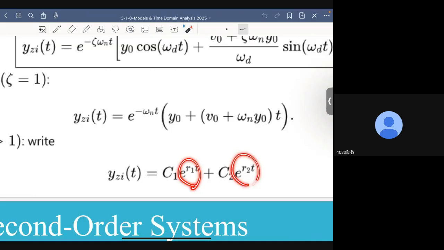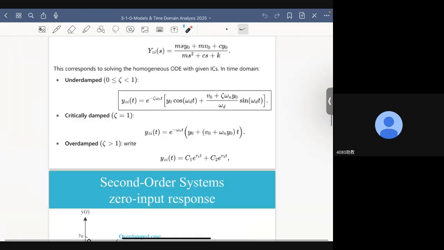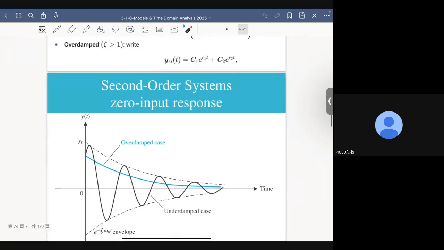Now, because spring mass damper systems are always asymptotically stable, R1 and R2 are both negative. As a result, for the overdamped case, the zero input response of the spring mass damper system will have a shape similar to this blue curve. It will decrease monotonically with time, and the decreasing rate, we call it exponential. We say it decreases exponentially with time.